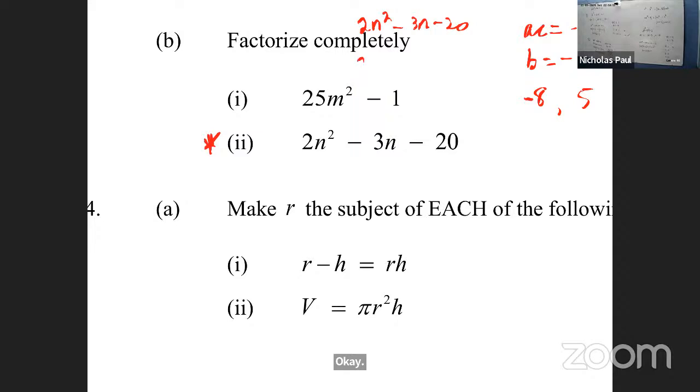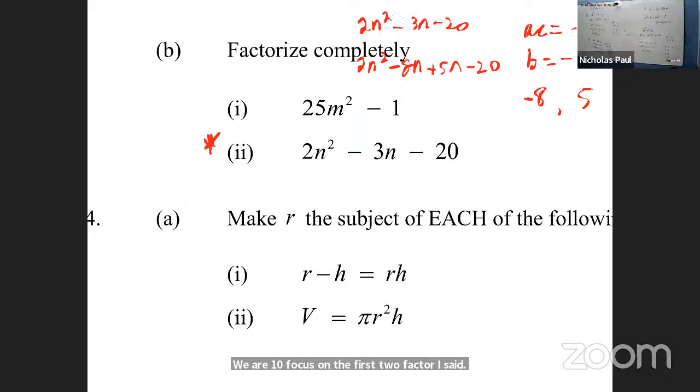So you should have 2n squared minus 8n plus 5n minus 20. Focus on the first two terms, factorize them. Focus on the last two terms, factorize.